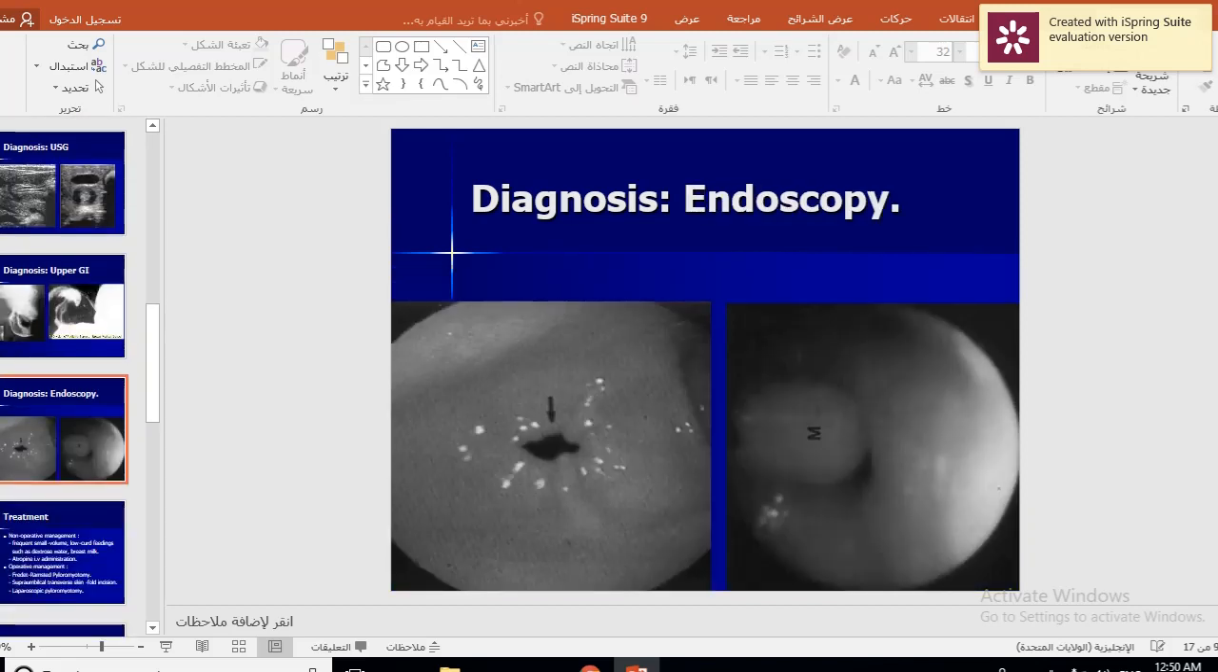Also, we can do endoscopy, which is not indicated in all cases. In endoscopy, there is narrowing of the pylorus, and you can't enter the duodenum through the pyloric channel with the endoscope.